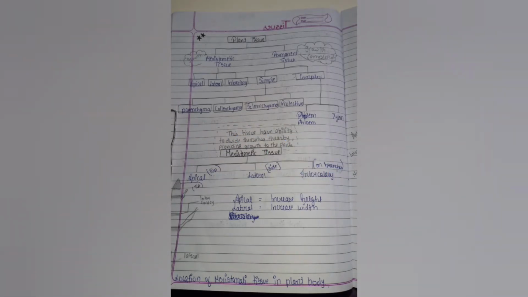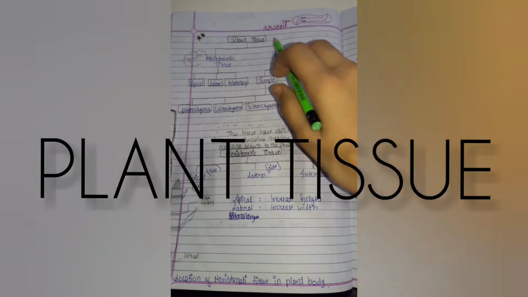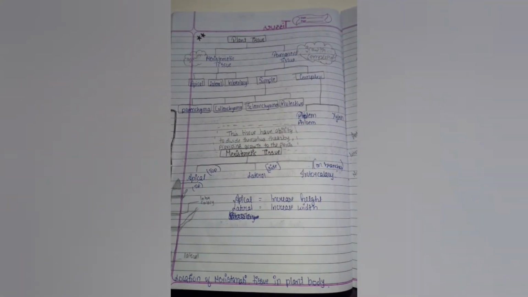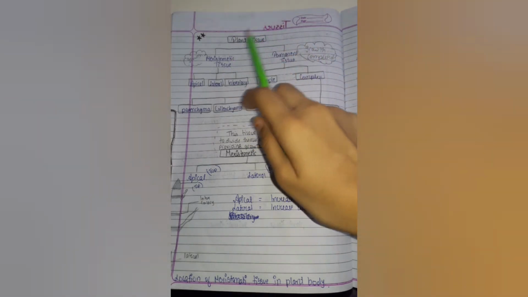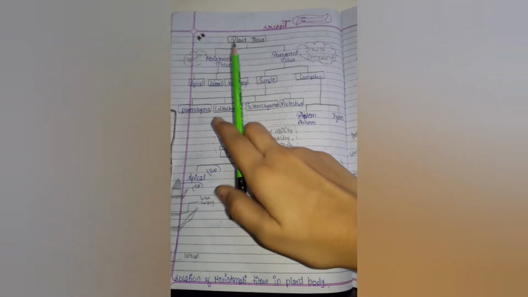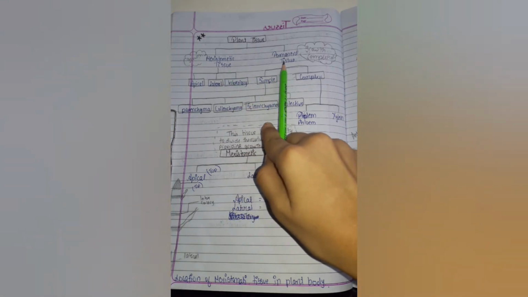So in the last video we learned some basics of tissues. Today we will see the plant tissues. Tissues are of two types, animal tissue and plant tissue. Today we will take a look at plant tissue. There are two types of plant tissues, meristematic tissue and permanent tissue.